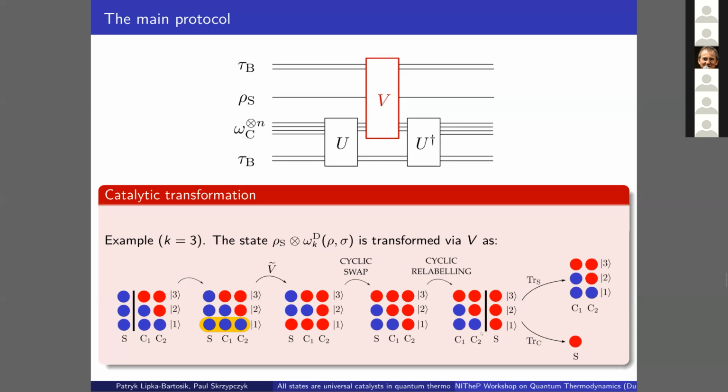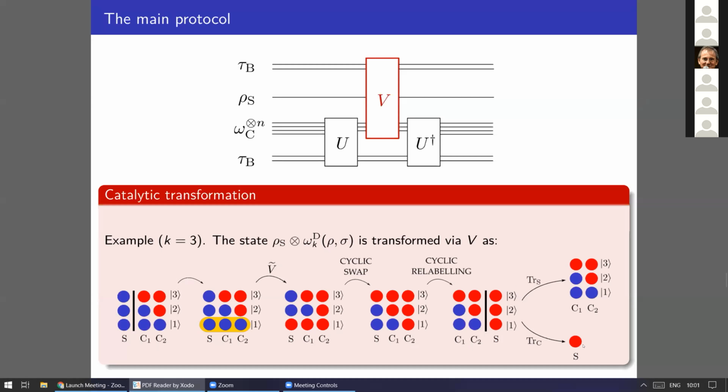So now, if we were to trace out the system, for example, then we will end up with the following state, and this is precisely the dual state which we started from. So this means that the catalyst is retained after the transformation. Moreover, if we were to trace out the catalyst, so we trace out those two particles plus the classical register, then essentially we end up with the state sigma. So this red dot corresponds to sigma. And this is precisely the state which we wanted to achieve.